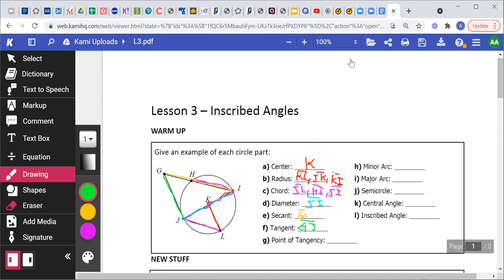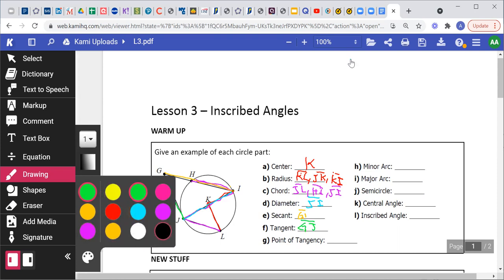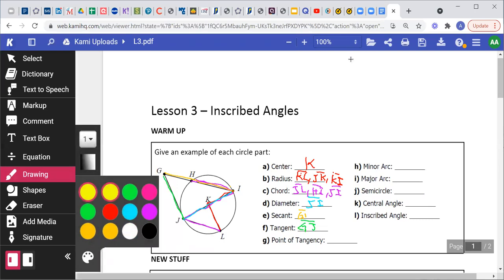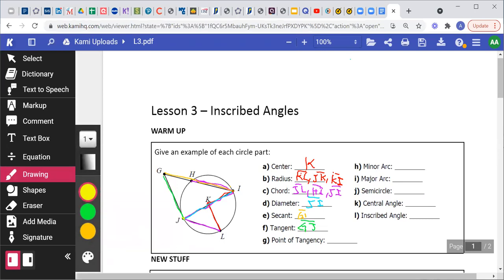And lastly, we talked about the point of tangency. That's the point at which the tangent line touches the circle. So here J is a point of tangency.